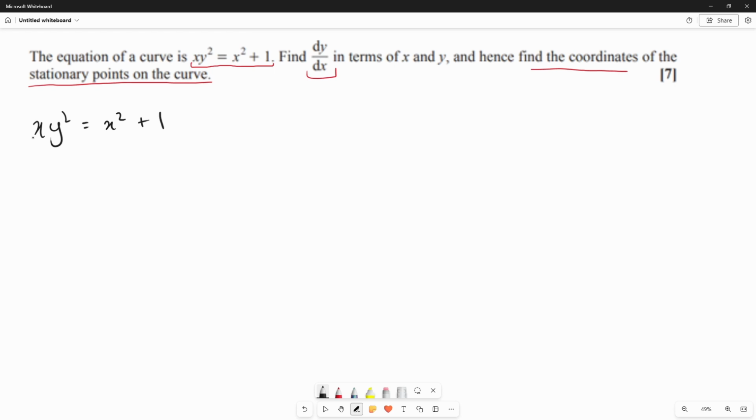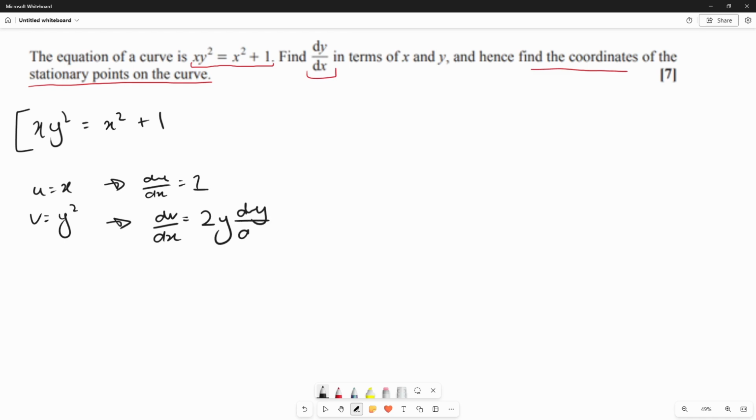Let's differentiate this. Of course, we can't differentiate xy squared at once. We're going to have to differentiate using the product rule. So we'll call u equals x, v equals y squared. du/dx is 1. And for dv/dx, we're going to have to apply the chain rule. So we bring the 2 down, we have the y, and when you differentiate y with respect to x, you get dy/dx. So that's 2y dy/dx.